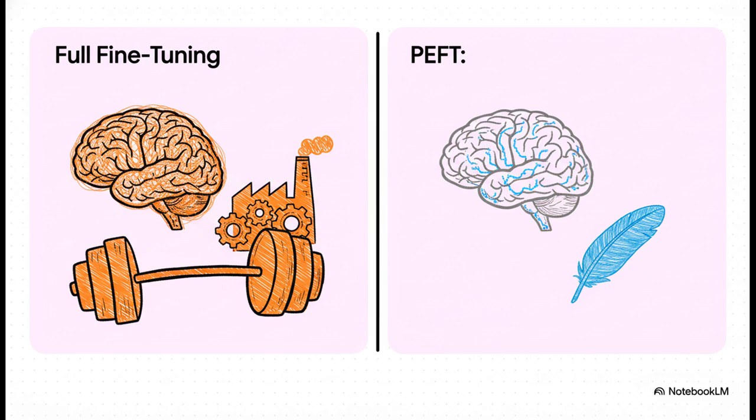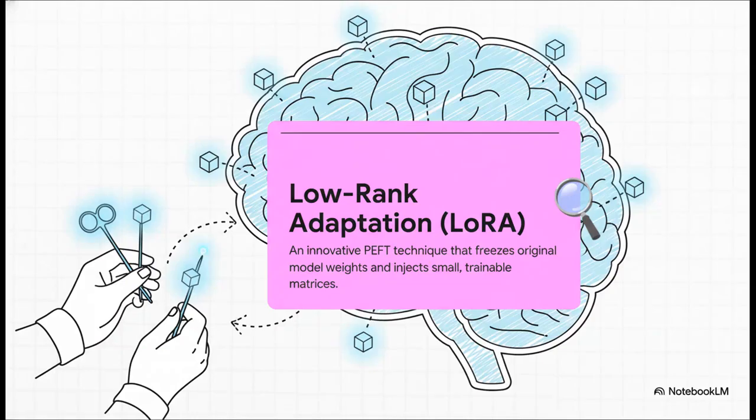The other road, which is much smarter, is called parameter efficient fine-tuning, or PEFT for short. Now, one of the most popular PEFT methods is called LoRA, and this is where things get really clever. Instead of trying to rewrite the AI's entire brain, LoRA freezes the original model and then just plugs in these tiny new trainable modules. It's like giving our surgeon a set of brand new, highly specialized tools and just teaching them how to use those.